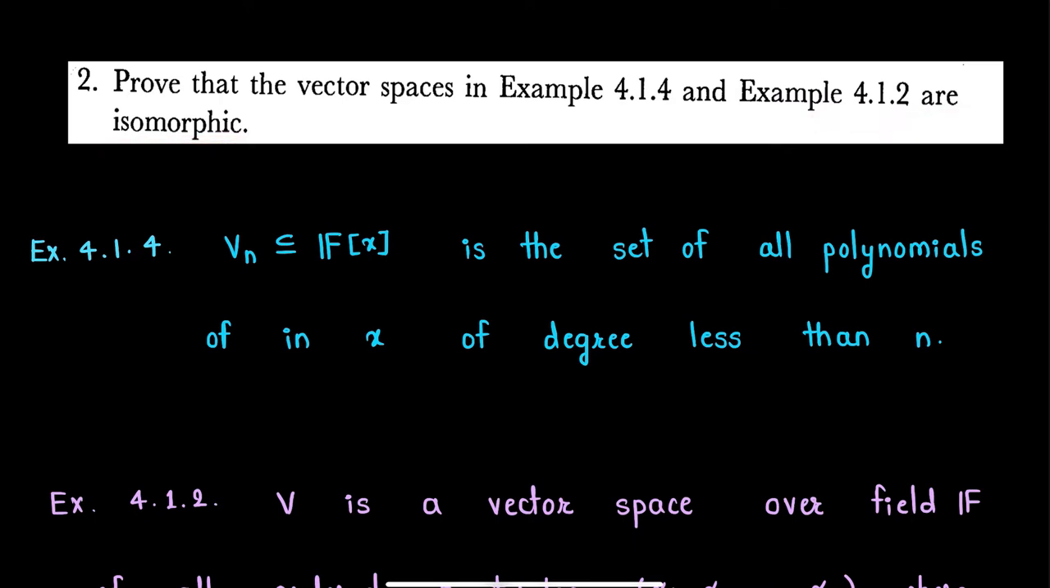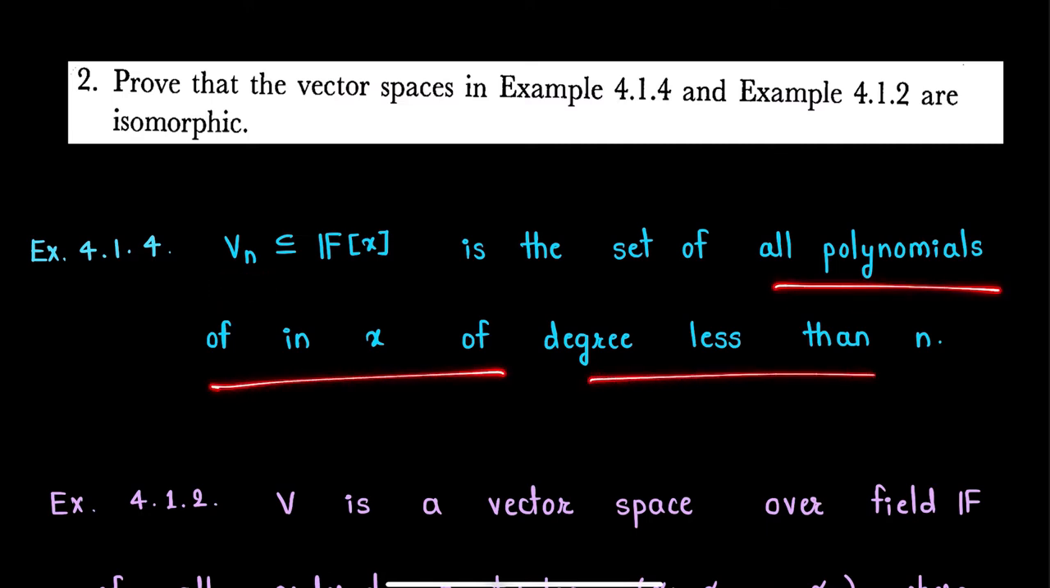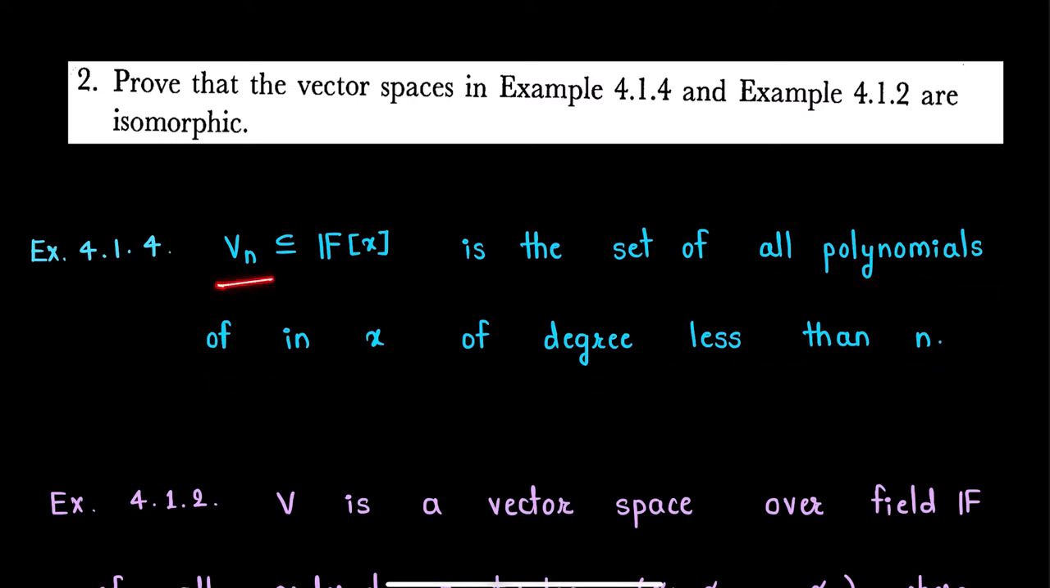Note that example 4.1.4 in the book is: Vn is a subset of the vector space of all polynomials in X, and Vn consists of all those polynomials in X whose degree is less than n. So Vn is the vector space over field F consisting of all polynomials of degree less than n.